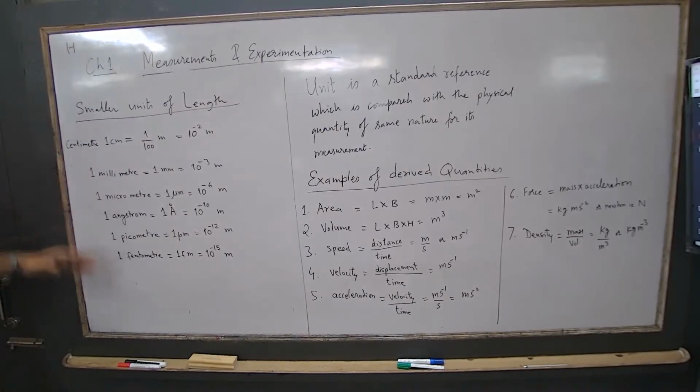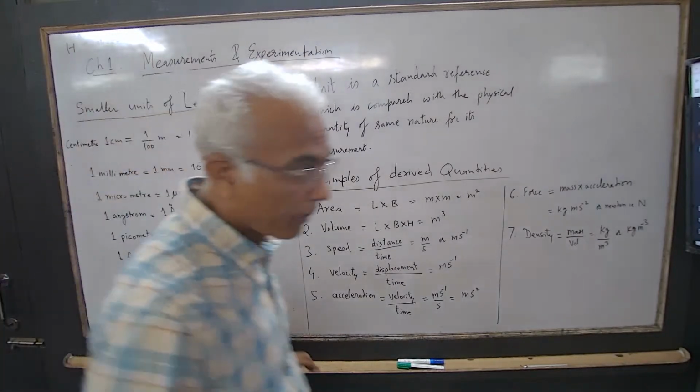So all of these lengths we're going to study. In the next class we'll discuss large lengths like kilometer, astronomical unit, light years, parsec. So you have very large lengths. Likewise, we'll discuss large and small masses and large and small time. Only length, mass, and time, no other units. So that we'll discuss in the next class.